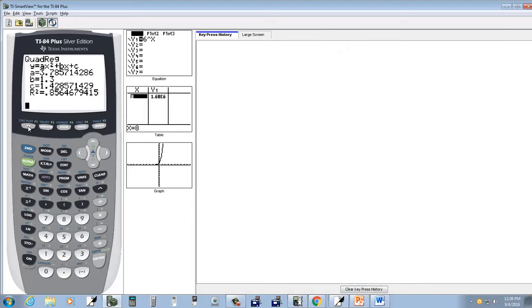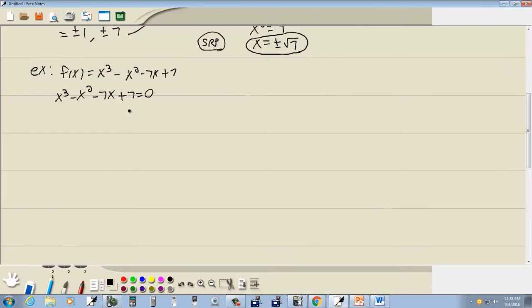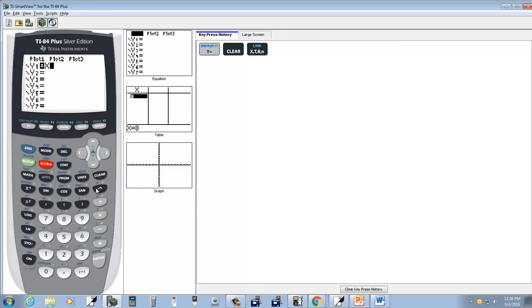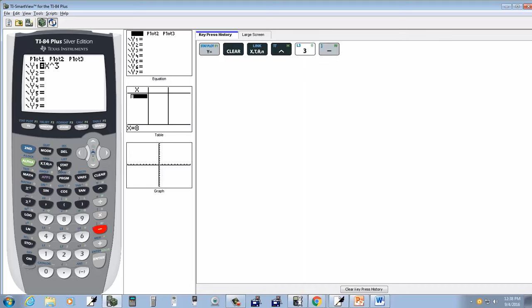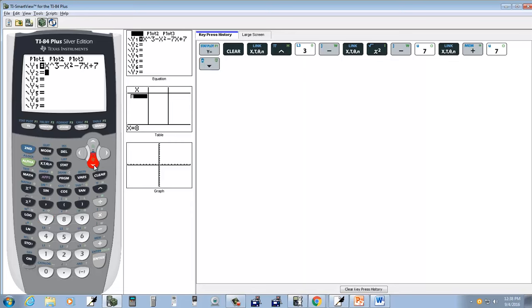We'll go to our y equals, clear. We're going to put our polynomial on y1. So we've got x to the third minus x squared minus 7x plus 7. And we want 0 on y2. So I'll put a 0 down here on y2. The process does not work if you do not have 0 on y2.